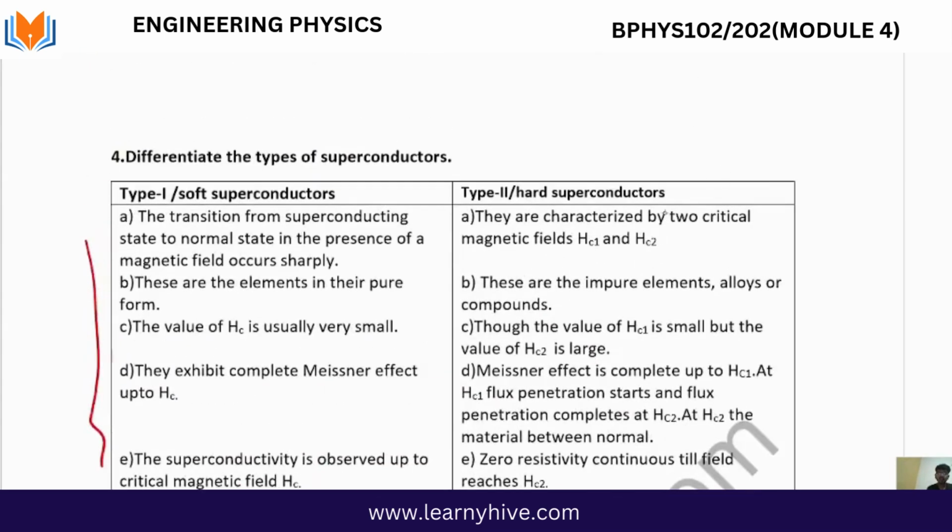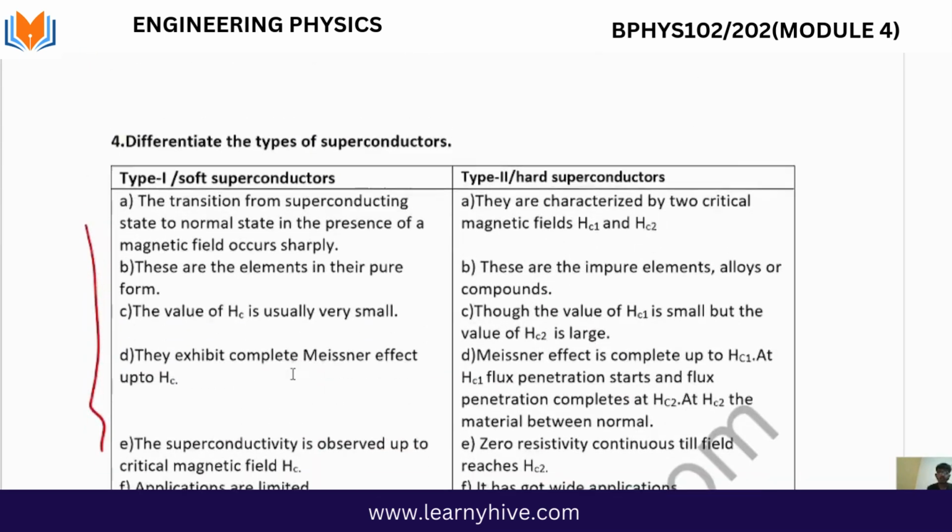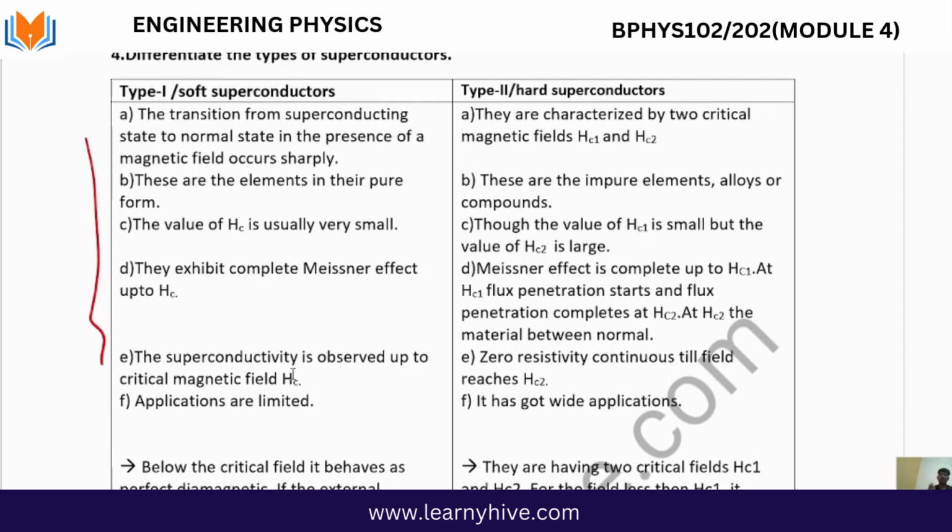So after giving the brief of this, I can compare the two. The transition from superconducting state to normal state in the presence of a magnetic field is sharply characterized by the critical magnetic field Hc1 and Hc2. Type 1 are elements in pure form. Type 2 are elements in impure form, alloys or compounds. For type 1, the value of Hc is very small, whereas for type 2, Hc1 is small but Hc2 is very large, about 100 times greater than Hc1.